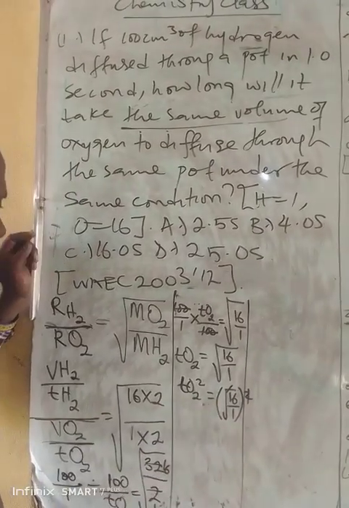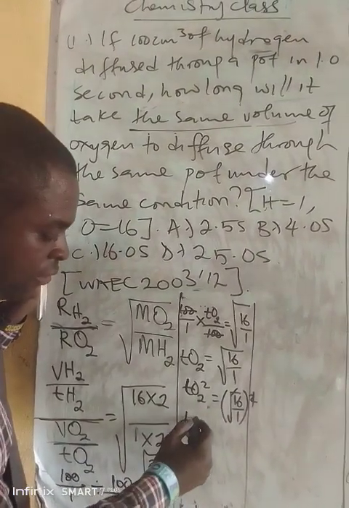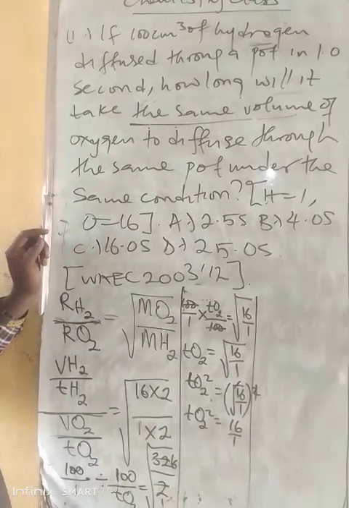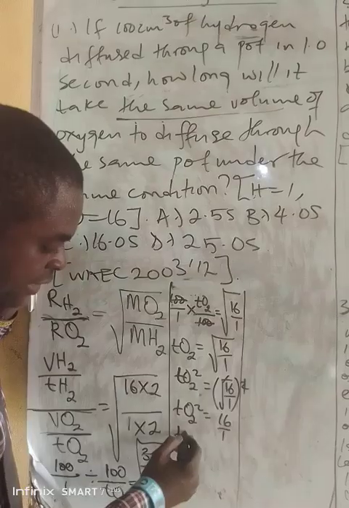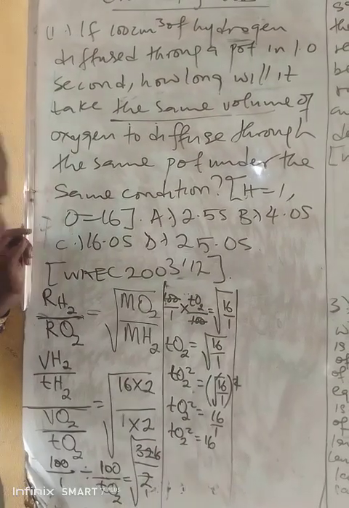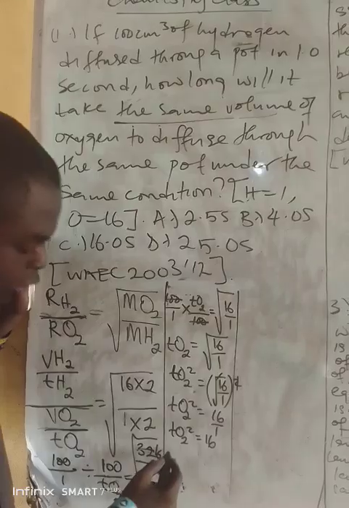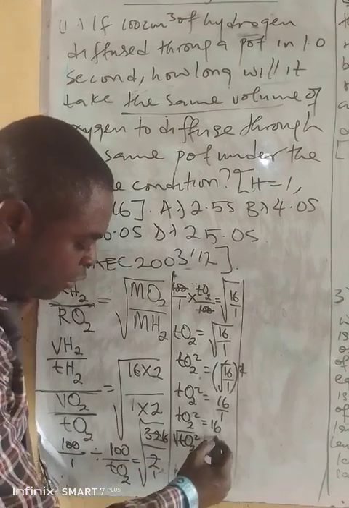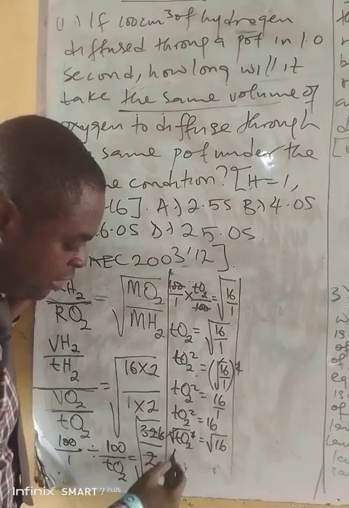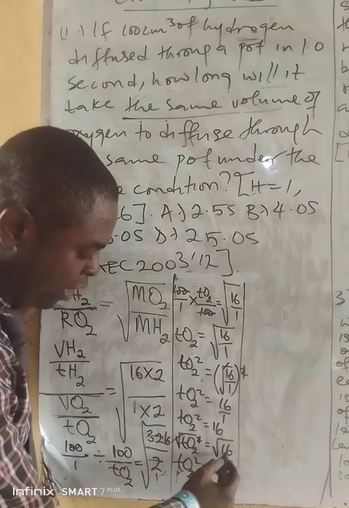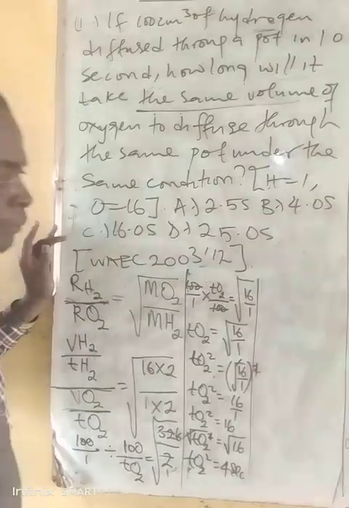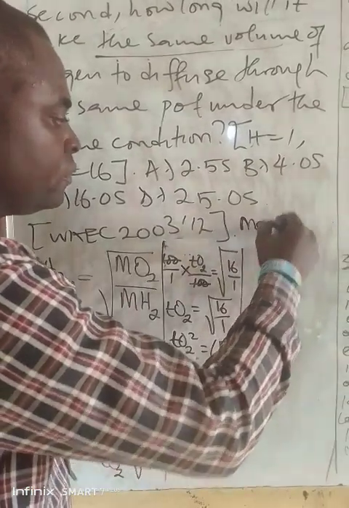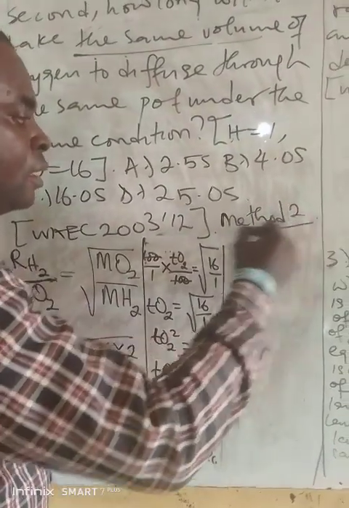This will cancel this. So we now have TO2 squared equals 16 over 1, which is 16. What do we do to cancel this square? We take the square root of both sides. The square root of TO2 squared equals the square root of 16. This will cancel this, so TO2 is equal to the square root of 16, which is 4 seconds. Are we together? Yes. Then method 2.